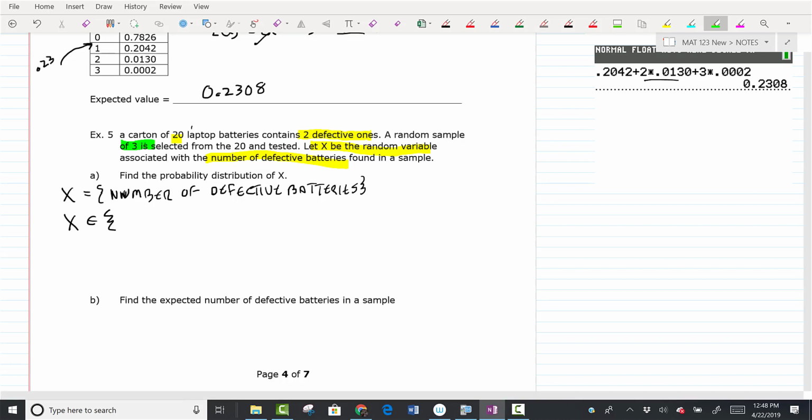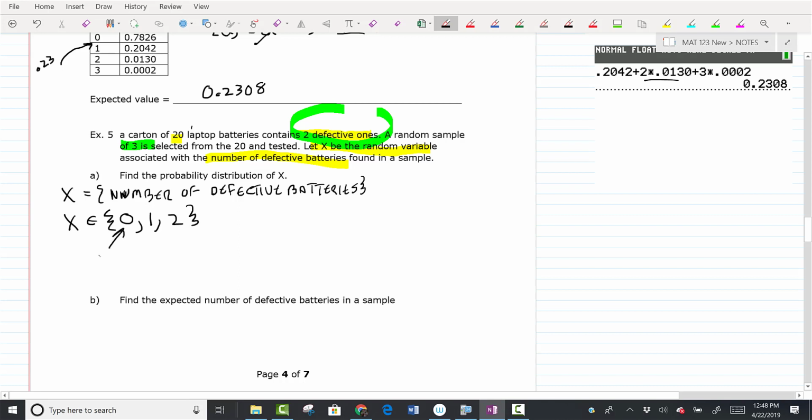0, right? Okay, you might get no defective. What else? You could get 1 defective. What else? 2. Can you get more than 2? No. Okay, because there's only 2 in there. Okay, it says there's 2 defective batteries. So that means when you reach in to grab your 3 batteries, you're either going to get no defective ones, 1 defective one, or 2 defective.